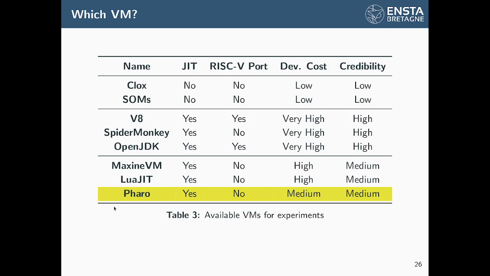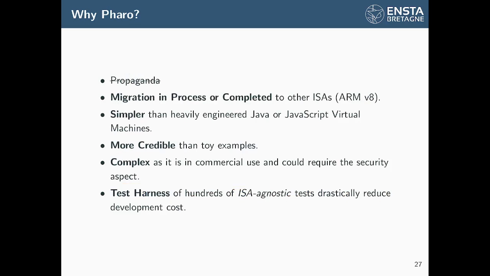So I chose Pharo because of what has already been done to port the Pharo VM to other ISAs. I'll talk about that in the next slide. So why did I choose Pharo? What I just said is that the migration to other ISAs is either in process or completed, and there is a test harness available that is for the most part ISA agnostic.